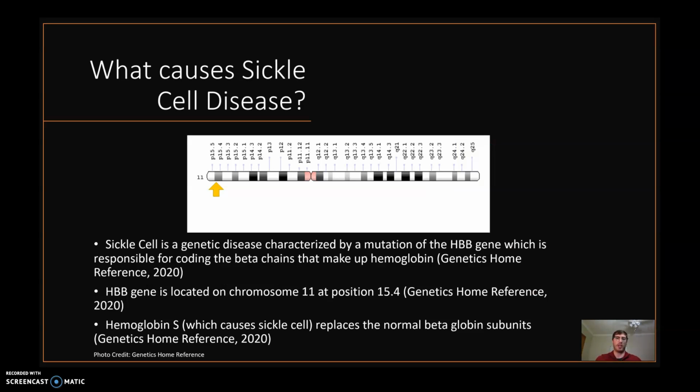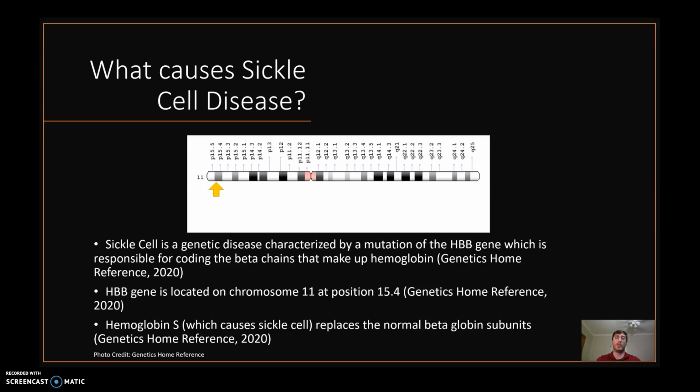So what specifically causes sickle cell disease? Sickle cell disease is a genetic disease, as we said, that is characterized by a mutation of the HBB gene, which is responsible for coding beta chains that make up hemoglobin. Because like I said before, hemoglobin is responsible for delivering oxygen.